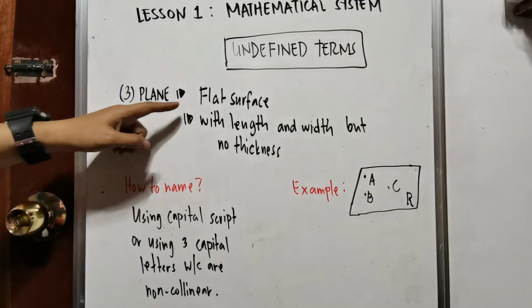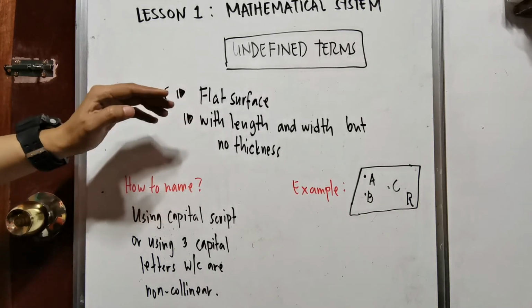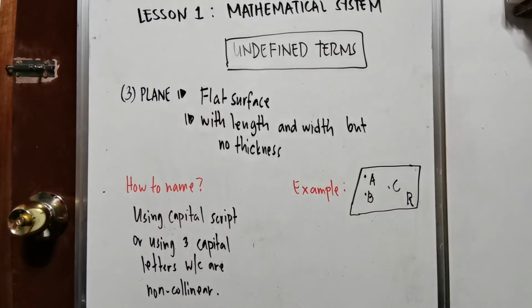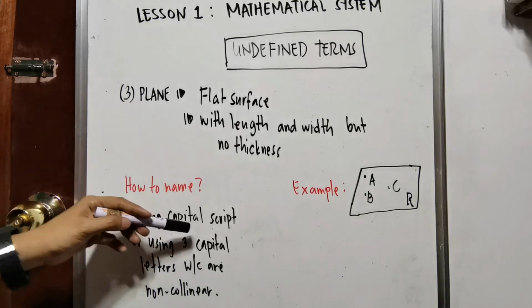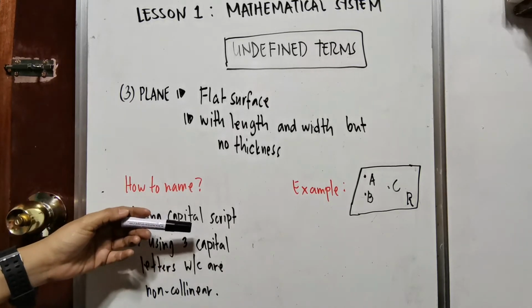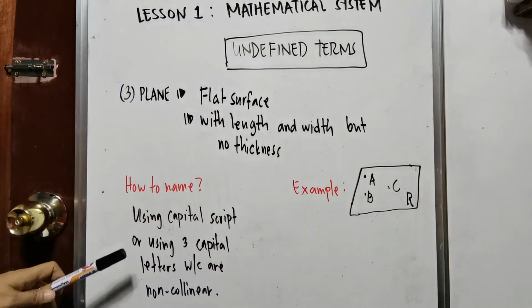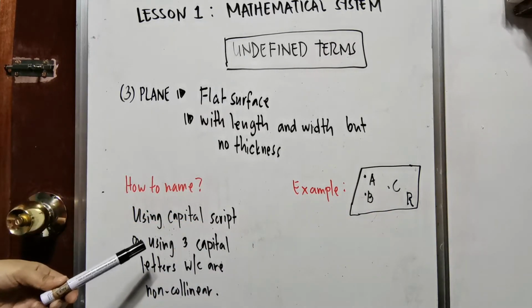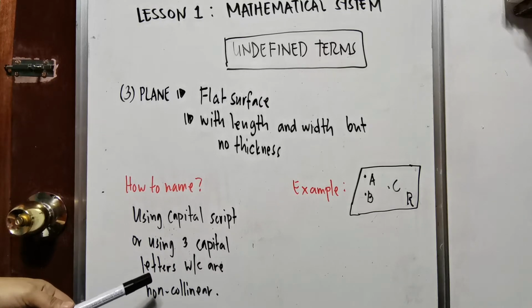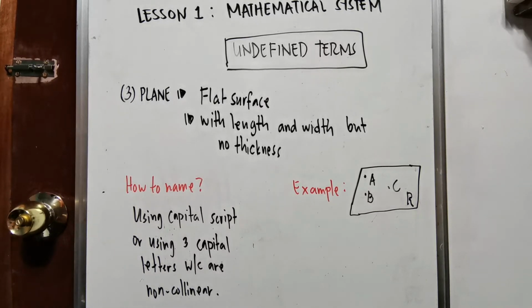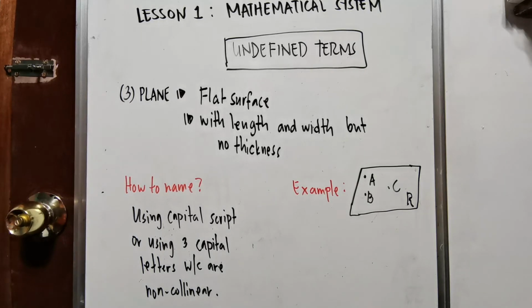The last example for undefined terms is a plane. When we say plane, it is a flat surface with length and width but no thickness. So how to name a plane? We are only using a capital script, or yung capital letter na naka-indicate sa loob ng plane, and then we can also name a plane using 3 capital letters which are non-collinear. When we say non-collinear, these are points that are not lying on the same line.